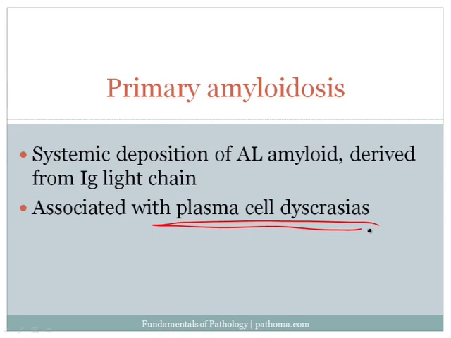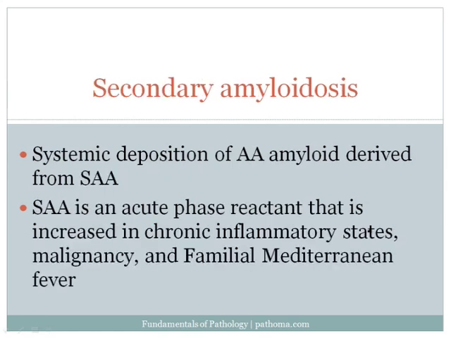And the most important thing, it's derived from immunoglobulin light chain. It's called AL amyloid, derived from immunoglobulin light chain, and it's associated with plasma cell dyscrasias.